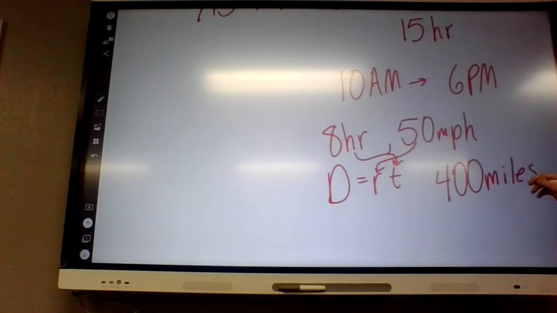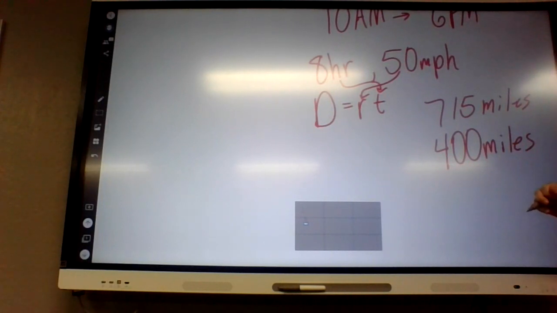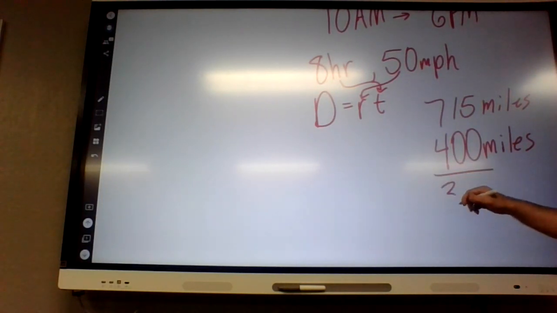Okay, was that the question? No. The question was, how many miles do they have left to go on the second day? So the total trip, it told us at the beginning, was 715 miles. So if they've gone 400, how many do they have left? 315.